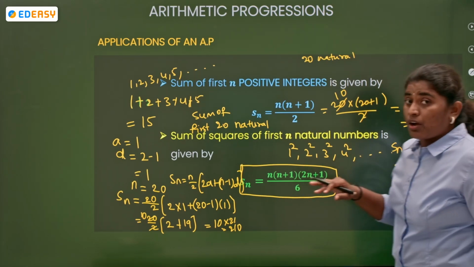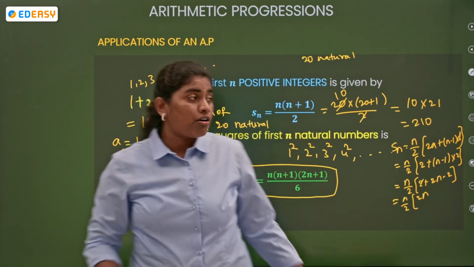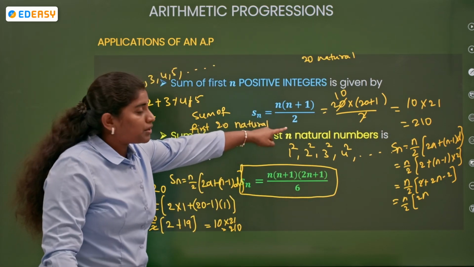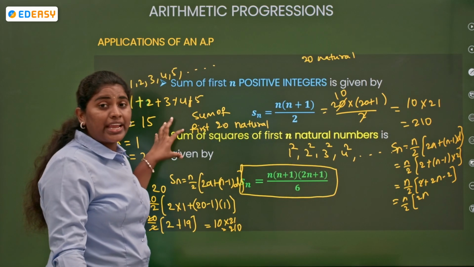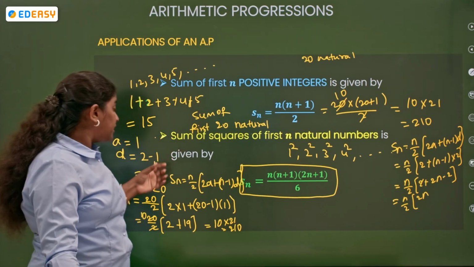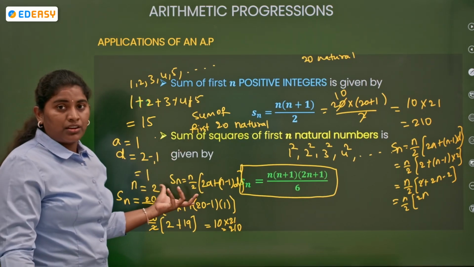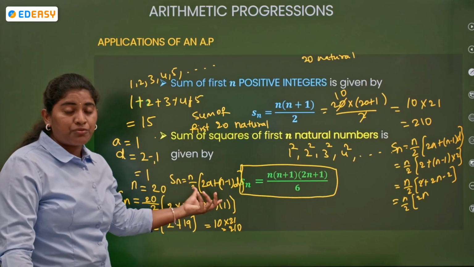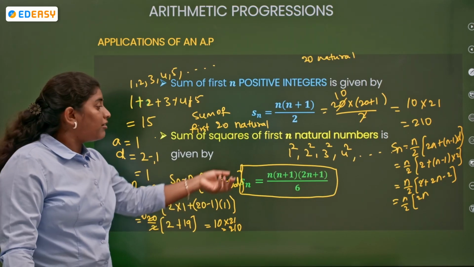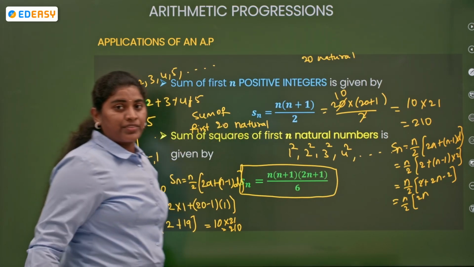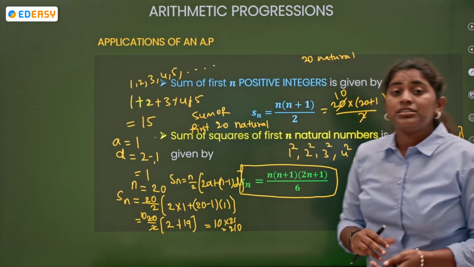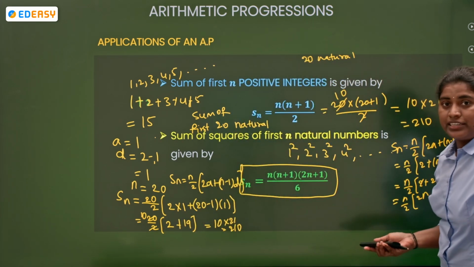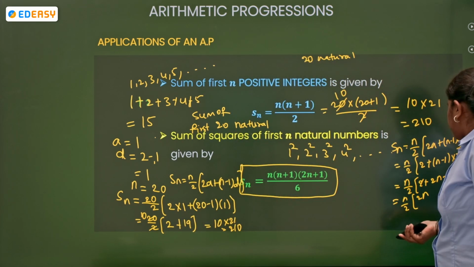Now how can we get the formula of Sn as n into n plus 1 by 2? First of all, we take our a and d values and put them in the standard formula. Then we will be getting our required Sn values. By placing those values, we get the sum of the first n natural numbers. Clear?